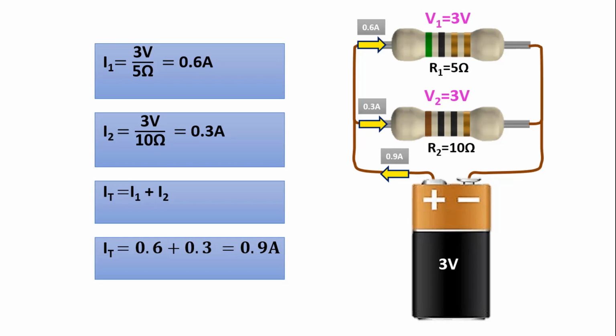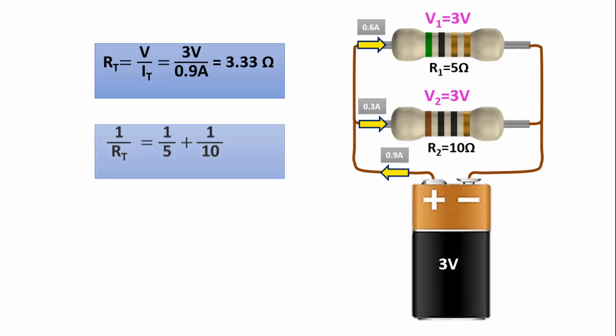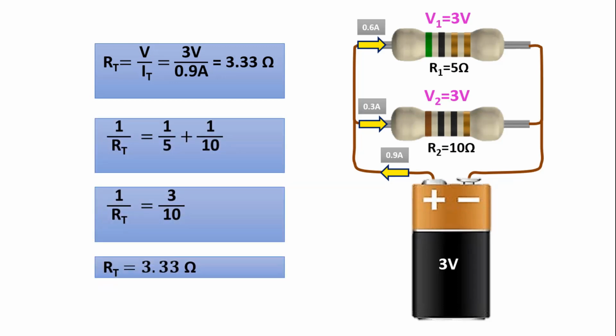We can see that the current flowing through the resistors is inversely proportional to the resistor values. A small current flows through a large resistor, and a large current flows through a small resistor. If we want to find the total resistance, we can find it by dividing the source voltage by the total current. Total resistance will be 3.33 ohms from 3 volts divided by 0.9 amps. Or we can get the same result from the formula for the sum of the inverses of the resistances.